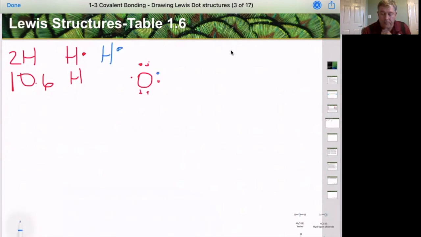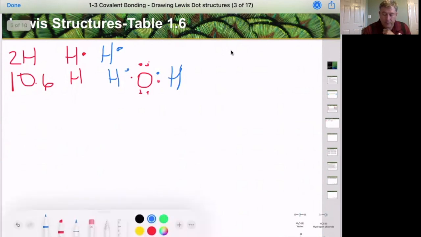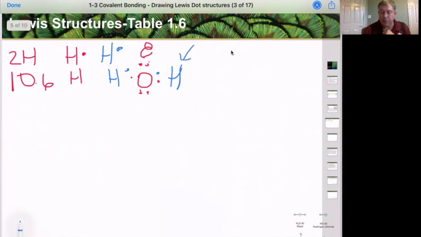So if we had an electron donated by this hydrogen here and an electron donated by this hydrogen here, we now have a total of 8 electrons around oxygen, and hydrogen only needs 2 electrons around it. And so there's 2 electrons that are shared with hydrogen. So we've accounted for all of our valence electrons, and now we need to account for where the bonds are.